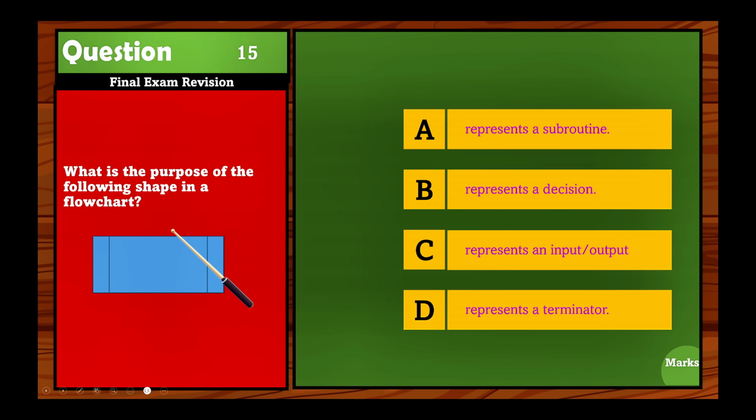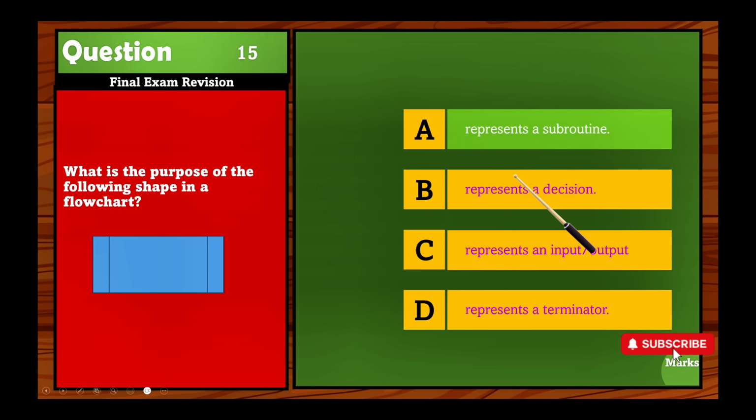Question 15, what is the purpose of the following shape in the flowchart? Let's see, option A represents a subroutine, option B represents a decision, option C represents an input output, and option D represents a terminator. So it's not a terminator, it's not used to represent input and output, it's not used to represent a decision. So the correct answer is option A, it represents a subroutine.